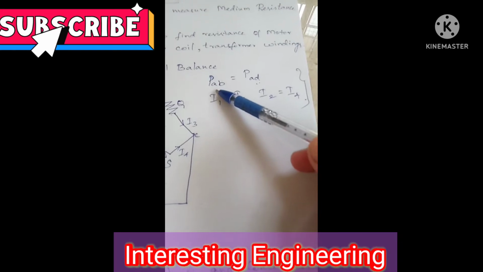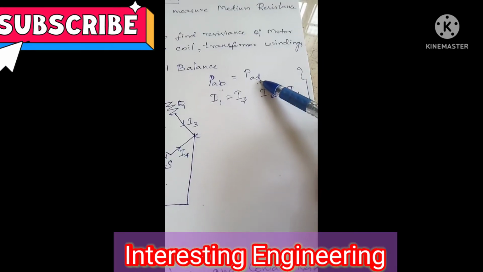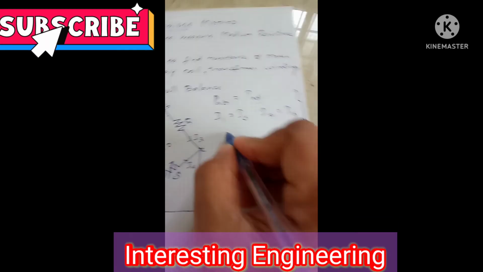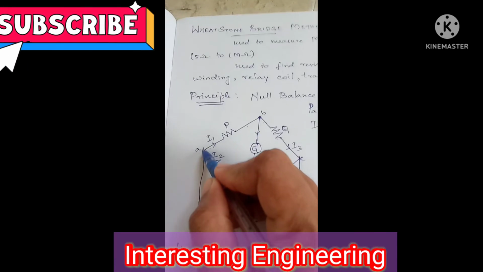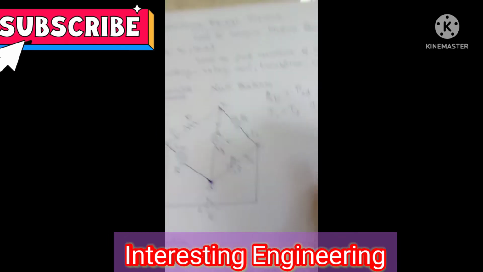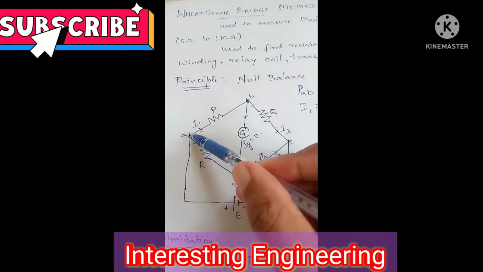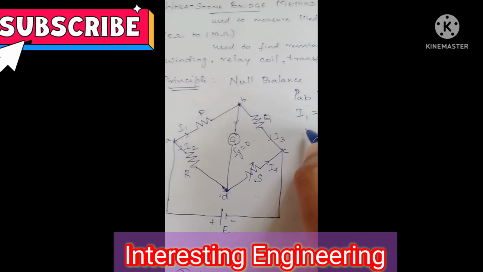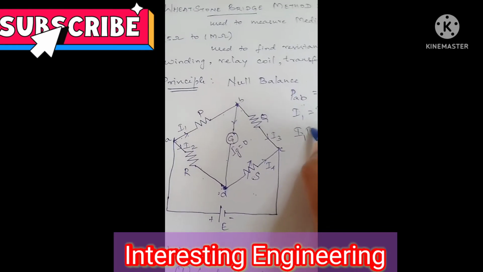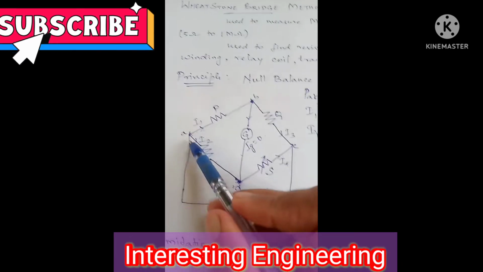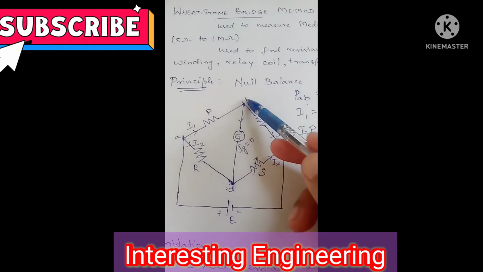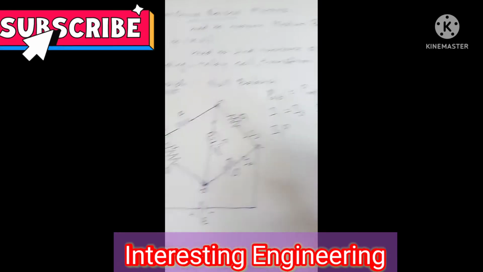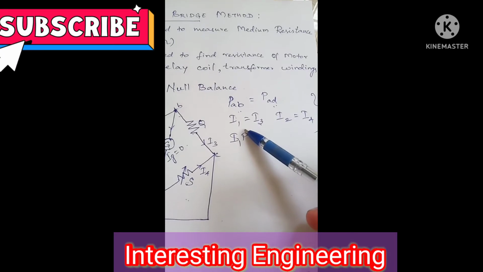Here the potential across AB is equal to the potential across AD, as I said. What will be the potential drop? The potential drop across these 2 points, PAB, we can represent as the current into that particular resistance. So we can write it as I1 into P. The potential drop across the point AB will be the current through the resistor into the value of resistance, so I have written it as I1 into P.